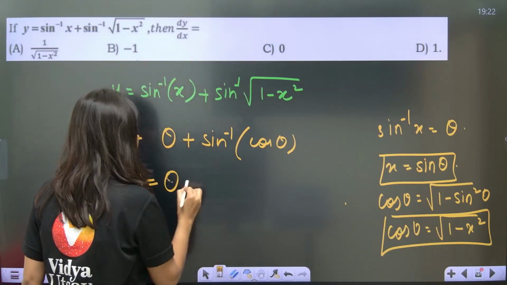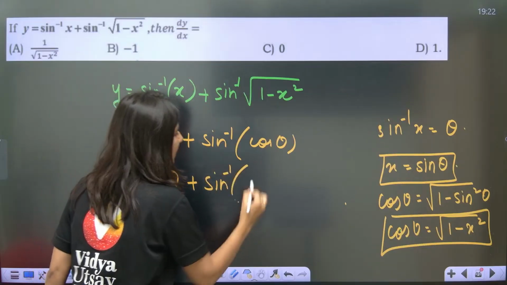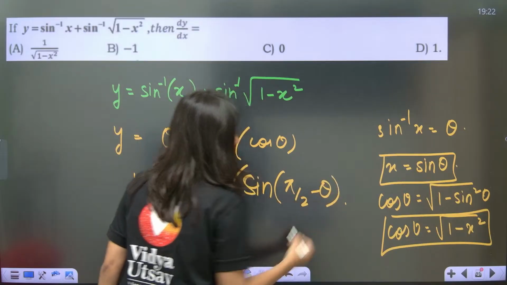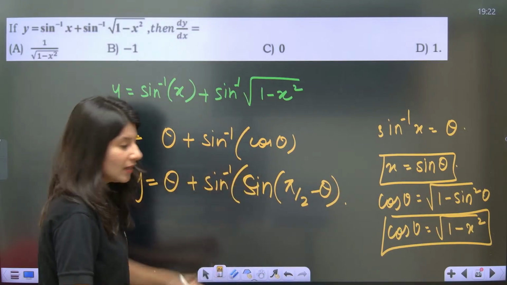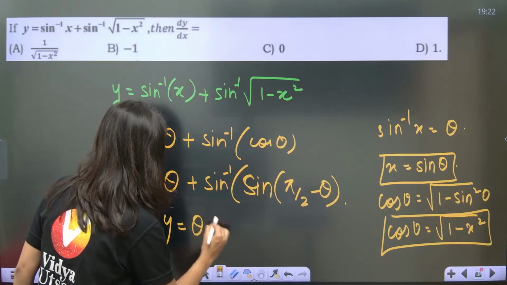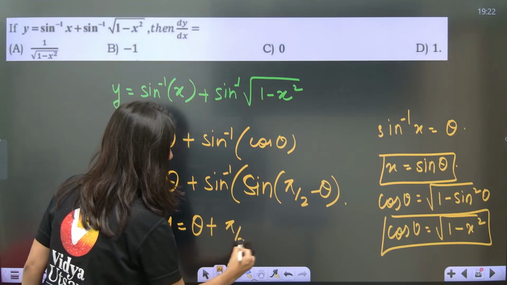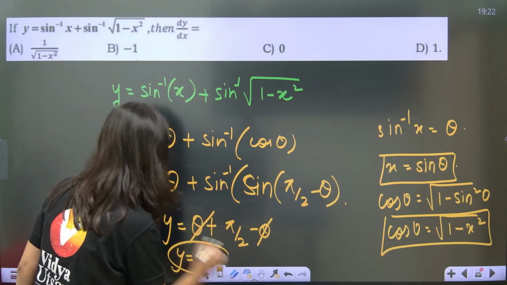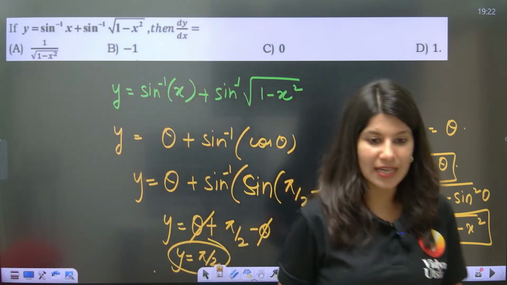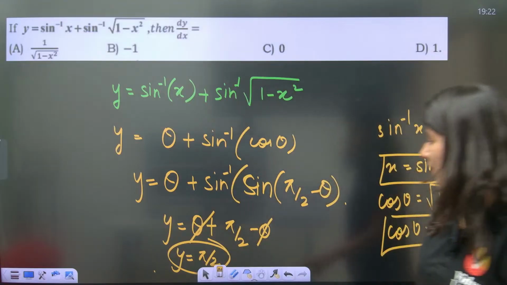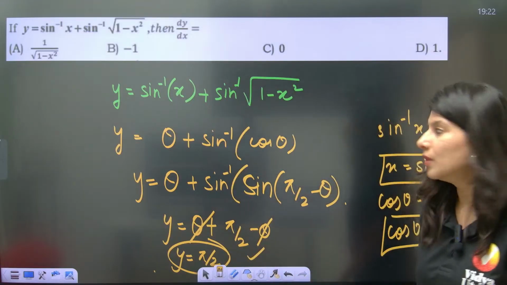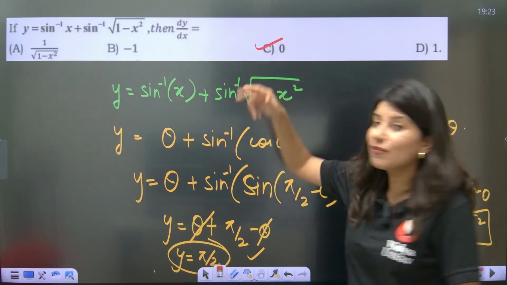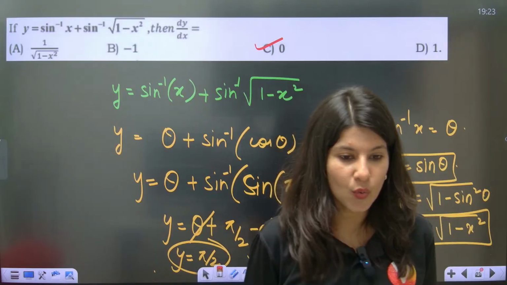Now watch me how I do it. Sin inverse. Cos theta can be written down as sin of 90 minus theta. Yes, now sin inverse sin will be cancelled out. So y is equals to theta plus pi by 2 minus theta. Theta gone. So y is actually a constant. Y is coming out as a constant, pi by 2. Okay. So clearly if y is coming out as constant, the derivative of a constant will be 0.